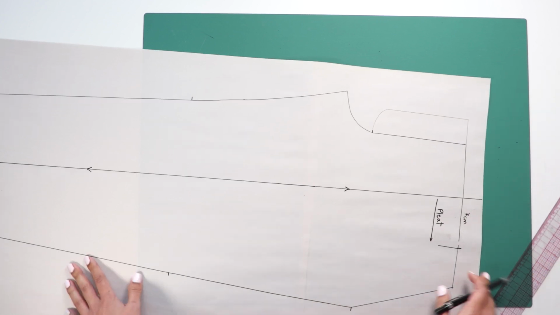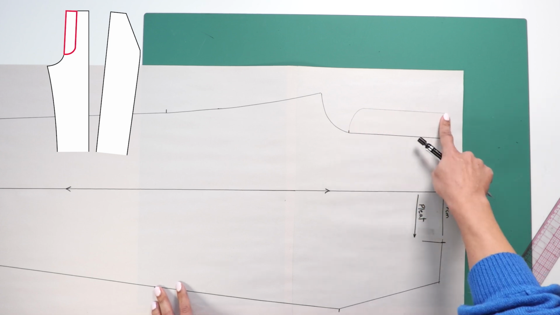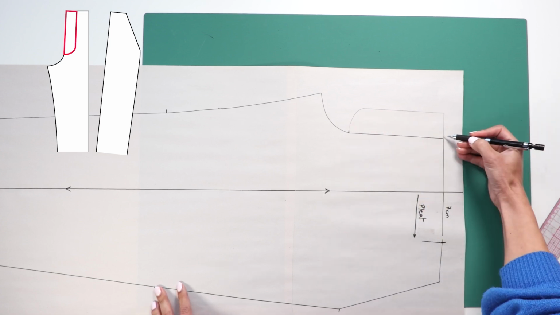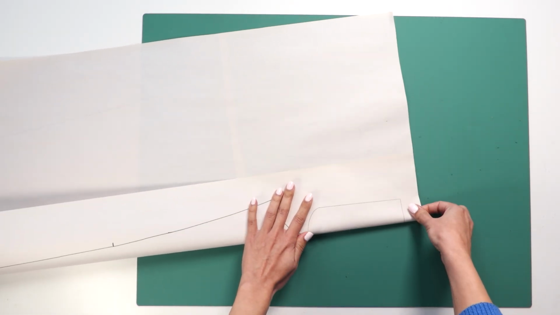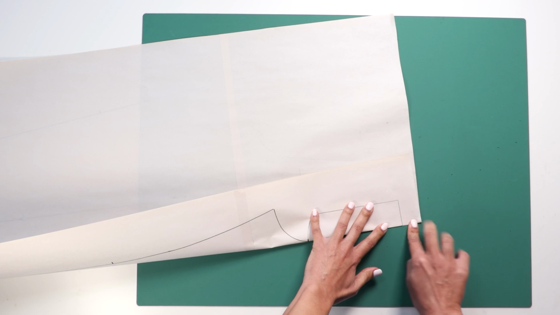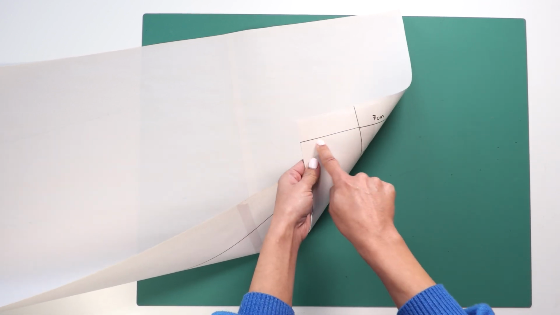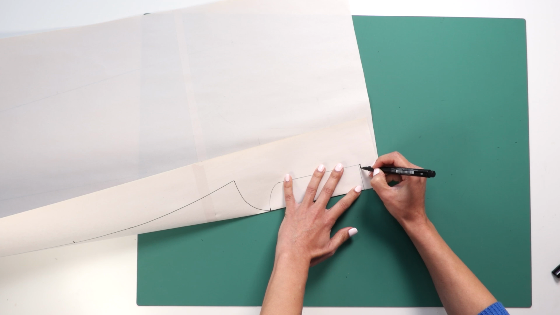Now we need to make sure when the fly piece is folded under the pants, the top part lines up with the waistline. So fold the paper at the center front. Then copy the waistline that you can see through the paper.